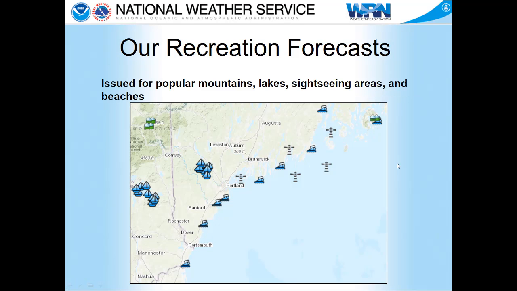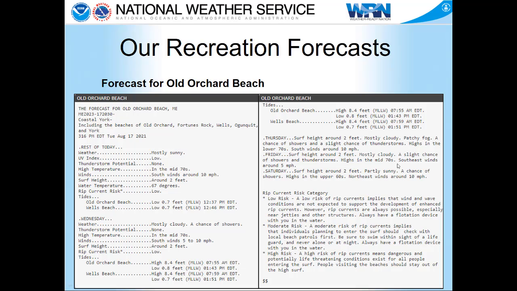So shifting gears a little bit, we're going to dive into our recreation forecasts. Here at the Weather Service we issue forecasts for hiking areas and skiing areas at mountains, lake forecasts for boaters out on the lake, some coastal sites, but what we're really focused on is these area beaches, and part of that is the rip current risk. So this is just an overview of what our recreation forecasts actually look like.